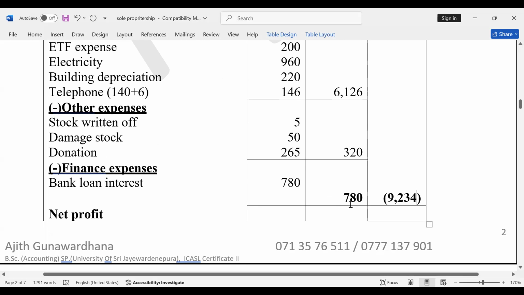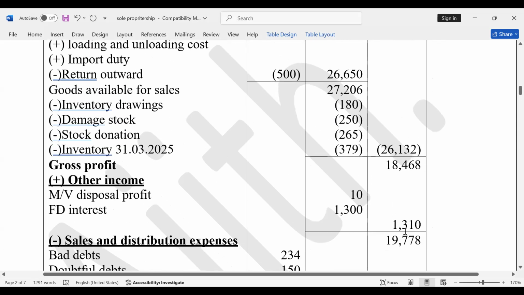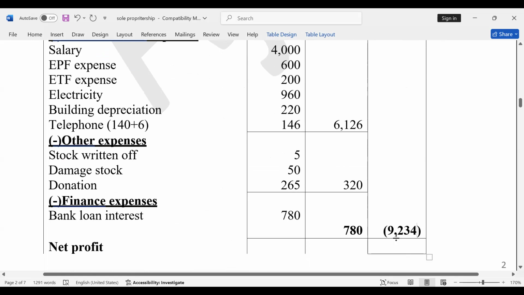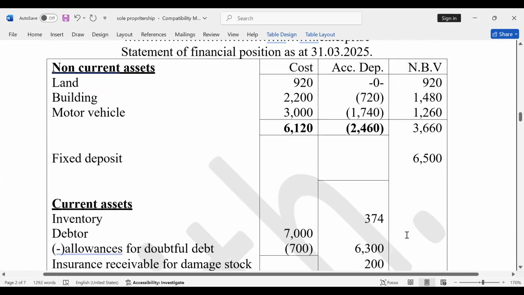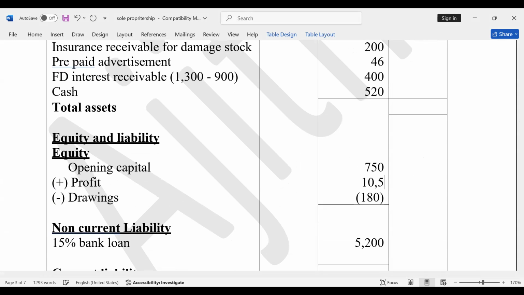Then net profit can be calculated. Think gross profit plus other income minus expense. Gross profit plus other income, 19,778. From that value deduct total expense 9,234. Therefore, net profit equal 10,544. That value should be recorded under equity. Net profit is part of equity. Value equal 10,544.